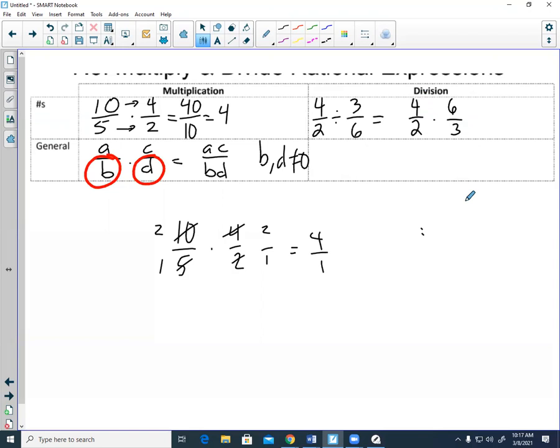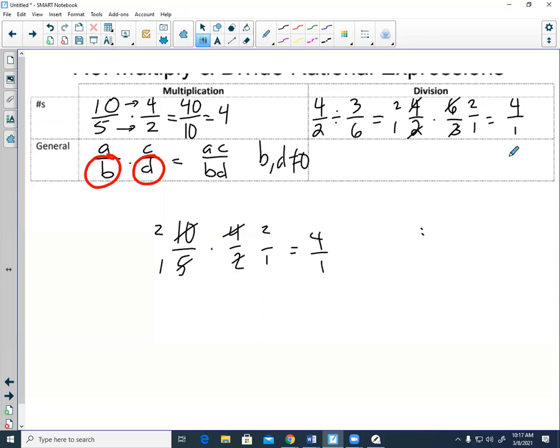And if it's the same exact problem as a multiplication problem, there's really not much more that we have to do, okay? So if I simplify this, 4 over 2 will simplify to 2 over 1. 6 over 3 will simplify to 2 over 1, and 2 times 2 is 4. 1 times 1 is 1, so this would simplify down to 4 over 1.